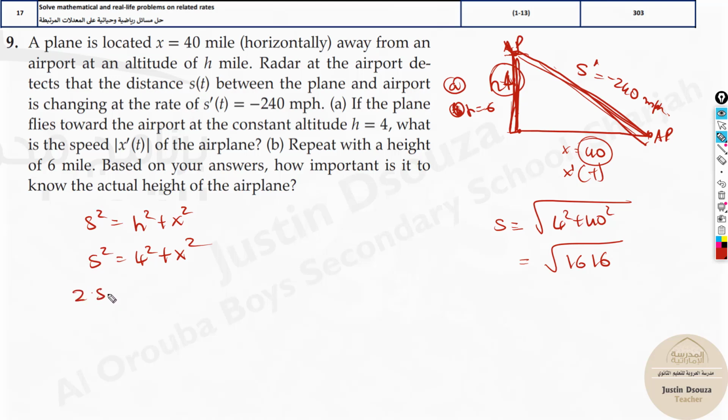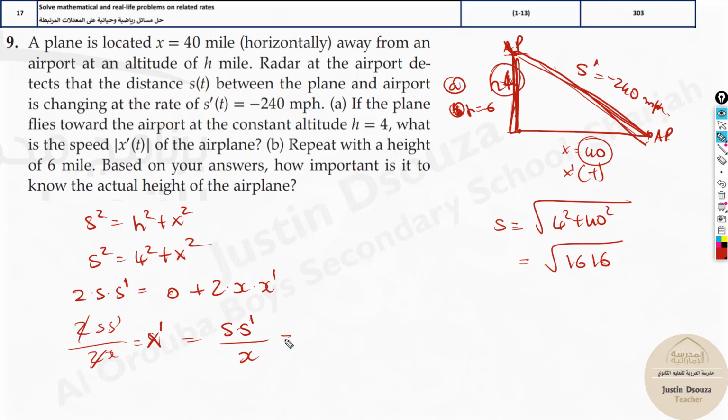It will be 2 times s into s dash, that is equal to 0 plus 2 into x into x dash. This is 0. Why? Constant derivative will be 0. Now, we need to find x dash. So let me take everything to the other side. 2s into s dash divided by 2 into x is equal to x dash. This 2 cancels out, only remaining with the distance times the rate of change of distance of the plane and airport, divided by the distance between them both, the horizontal distance.